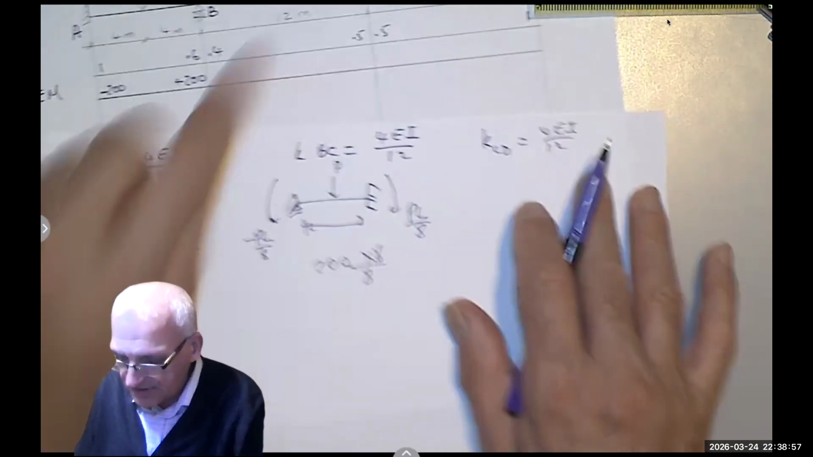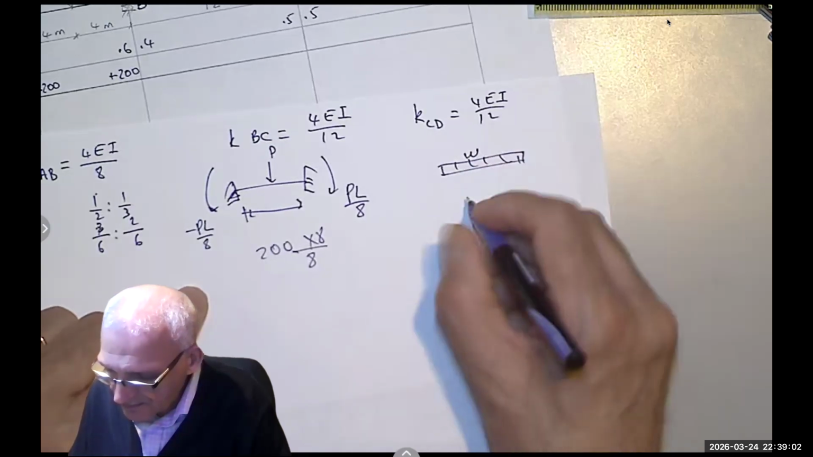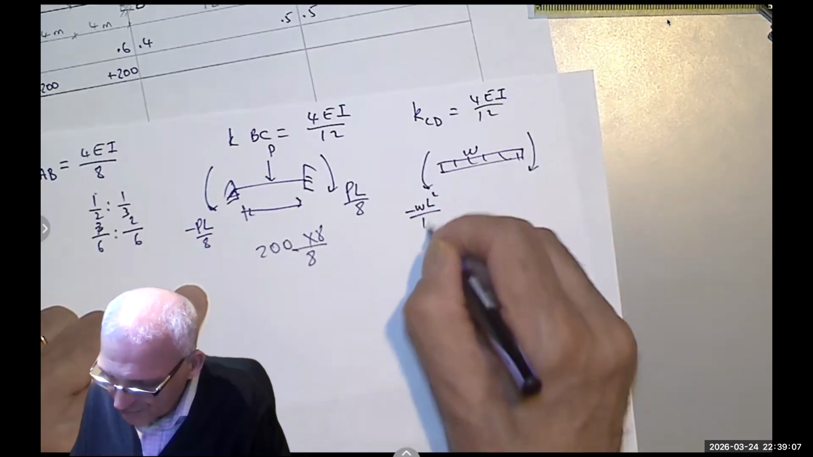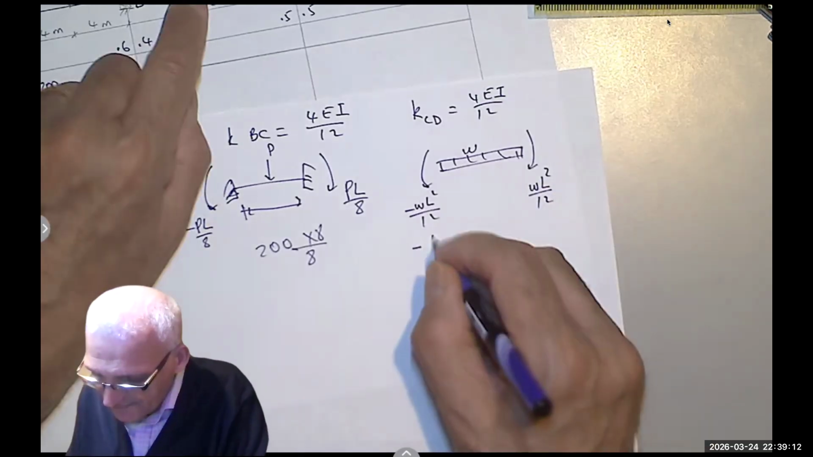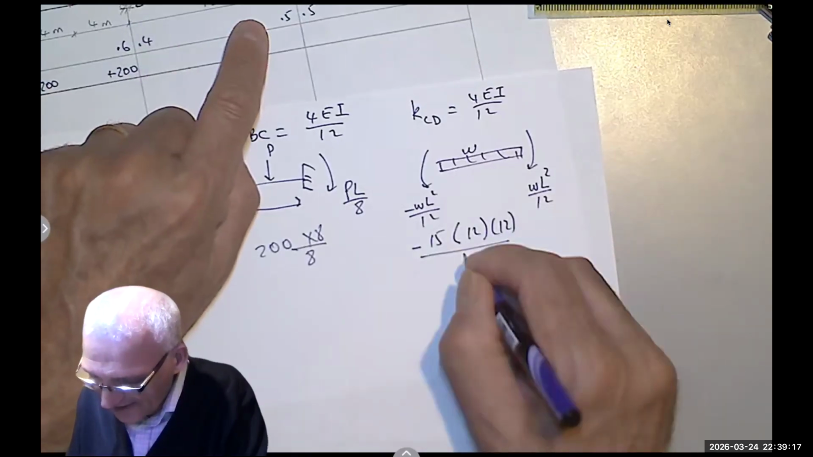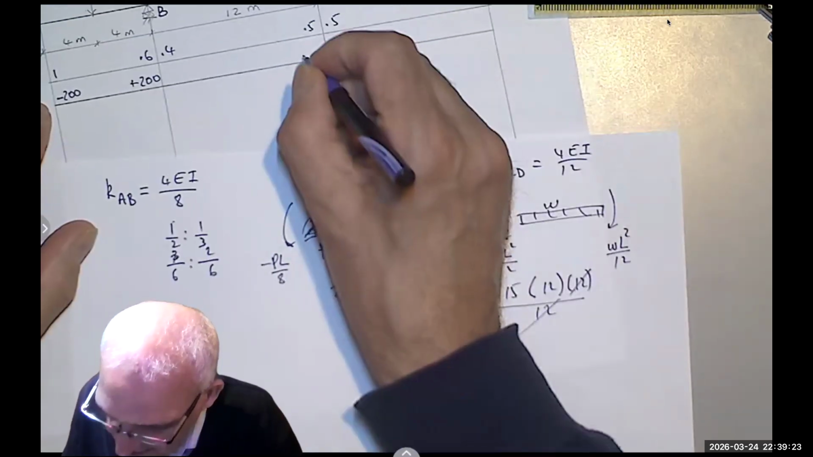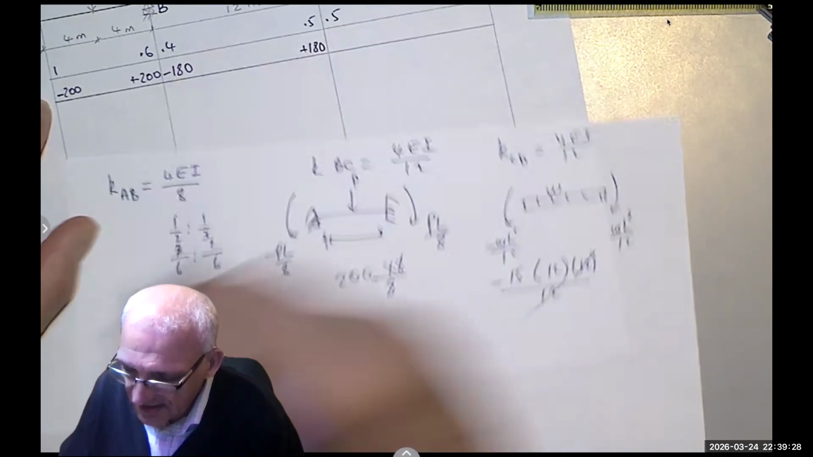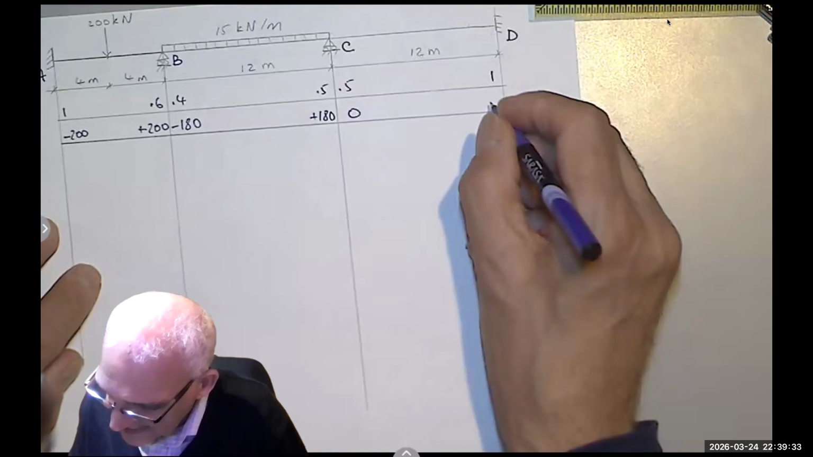How about the distributed load? You get the moment would be negative WL squared over 12 and positive WL squared over 12. So negative 15 times 12 over 12. The 12 and 12 cancel, you get negative 180. So this is negative 180. I'm sorry, this is positive 180 and this is negative 180, and this is 0 and 0. Of course, there is no load. So that's basically what I have.